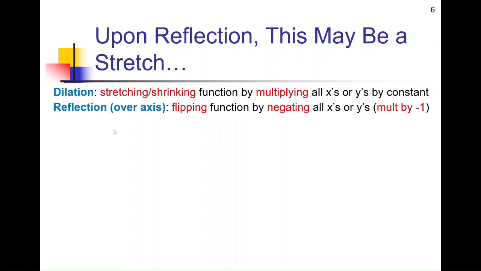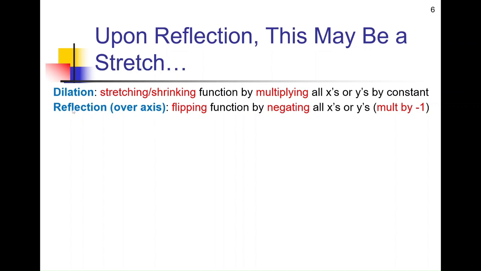With a reflection, you are flipping a function by negating all of the x values or y values, which is to say we're multiplying them by -1. And I want to be clear, this is a specific type of reflection over either the x or the y-axis. There are other types of reflections out there that don't behave like this numerically, but we're not going to worry about those for this lesson.